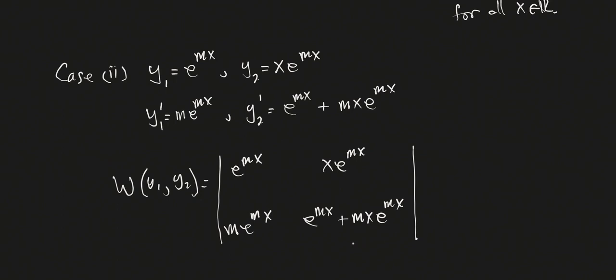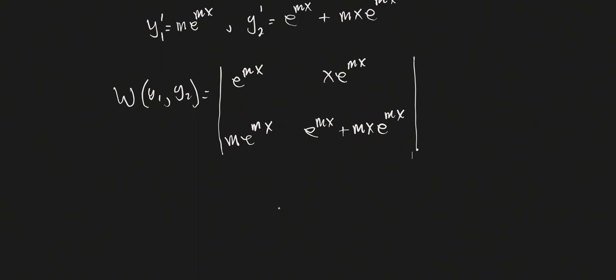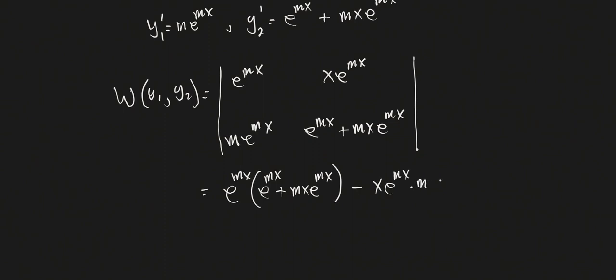So that's the determinant that we have to compute, and we have to simplify and see if it can ever be equal to 0. So again, using our AD minus BC, so this times this, I have e to the mx times the quantity e to the mx plus mx e to the mx, minus x e to the mx times m e to the mx. All right.